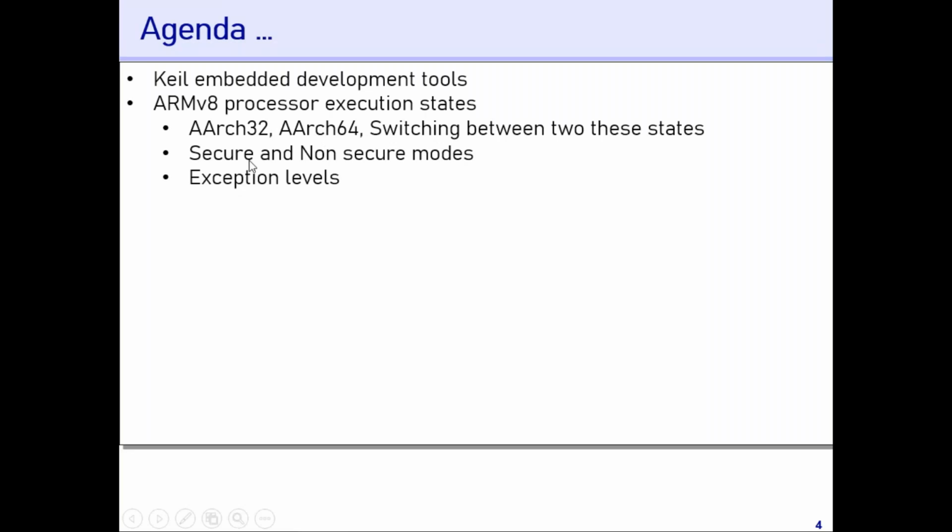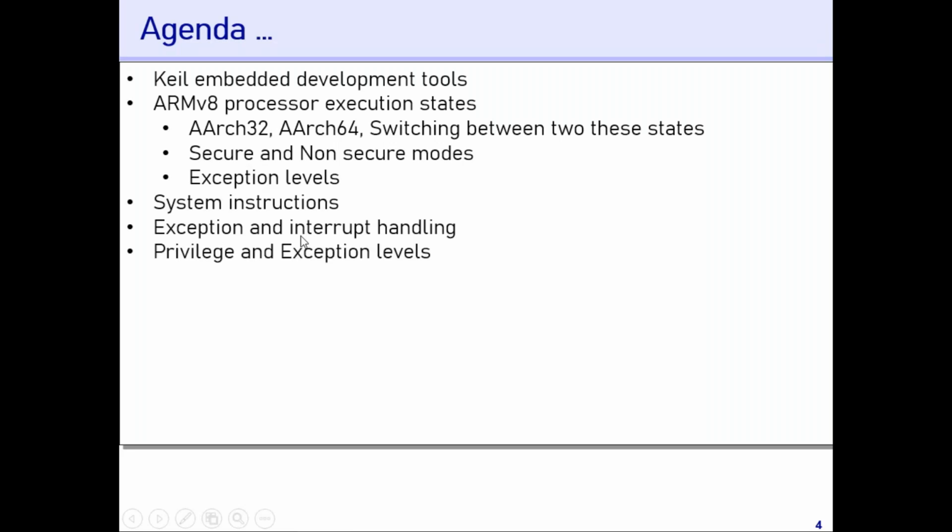And how is it relevant for moving from secure to non-secure. I mean, exception levels are all relevant for all the switching of one state to another state. We'll discuss all those aspects. Then we'll also discuss some system instructions, then how the ARM implements exception and interrupt handling, privilege and exception levels we'll talk about. That is nothing but the same topic.